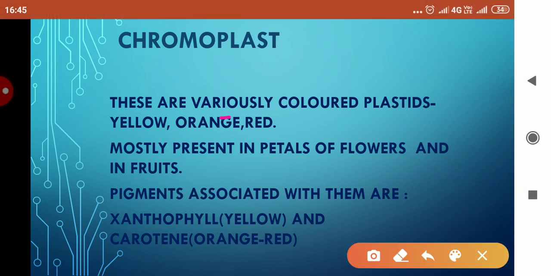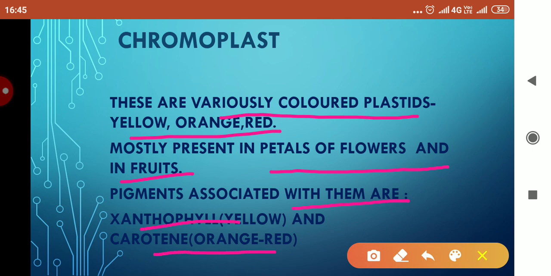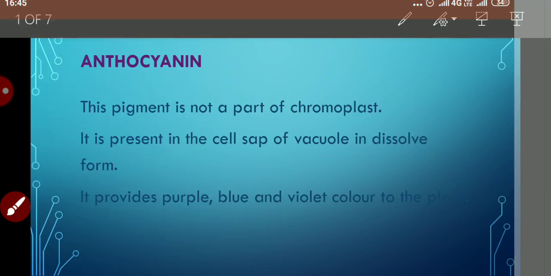Chromoplasts are variously colored plastids. They can be yellow, orange or red. They are mostly present in the petals of flowers and in fruits. Pigments associated with them are xanthophyll and carotene. Now let's move on to the next slide.